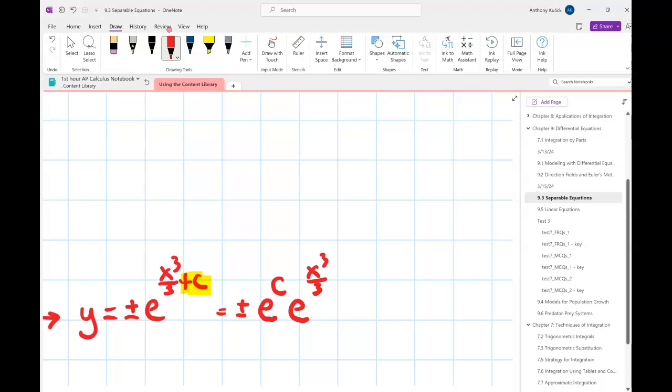Right? Because if I have addition inside the exponent, that's multiplication with the same base, right? And guess what e to the c is? Just a constant. So it probably would look like this.